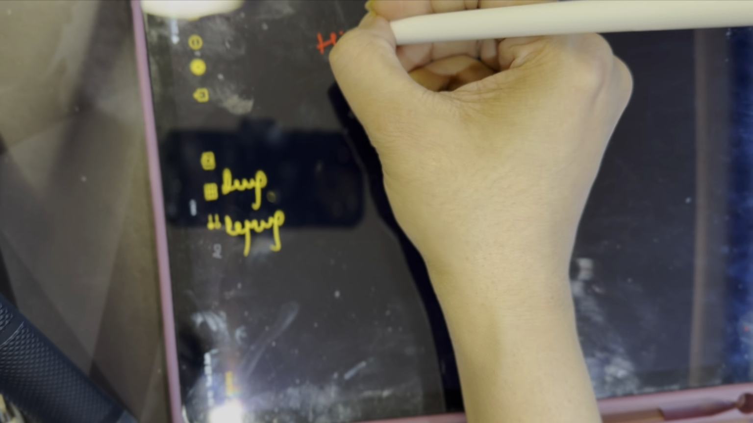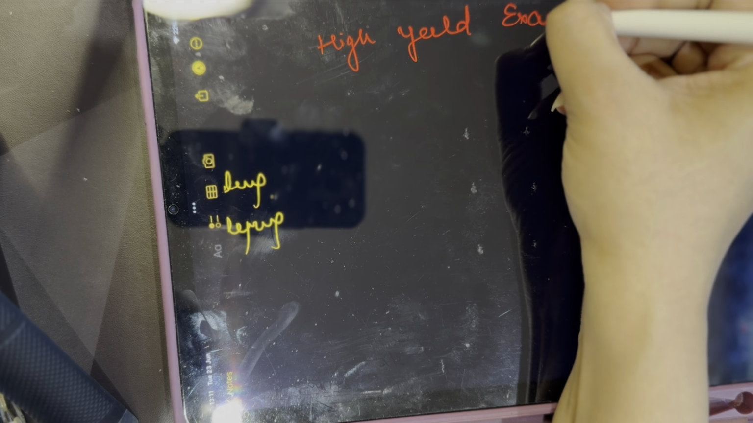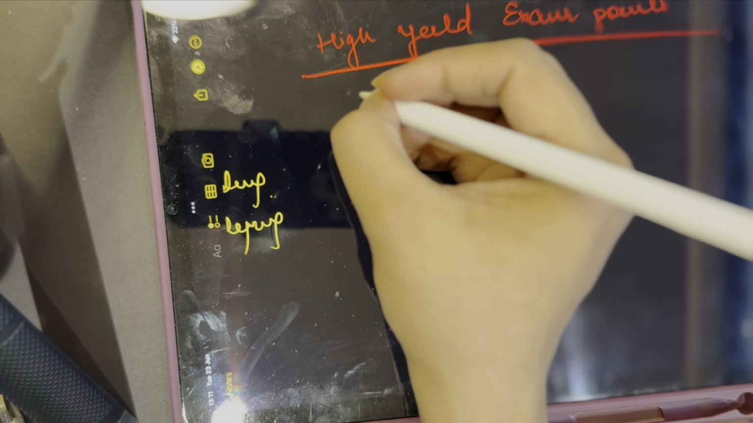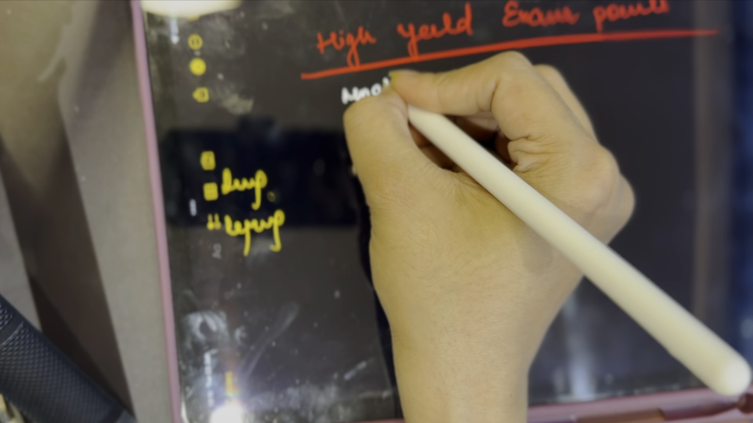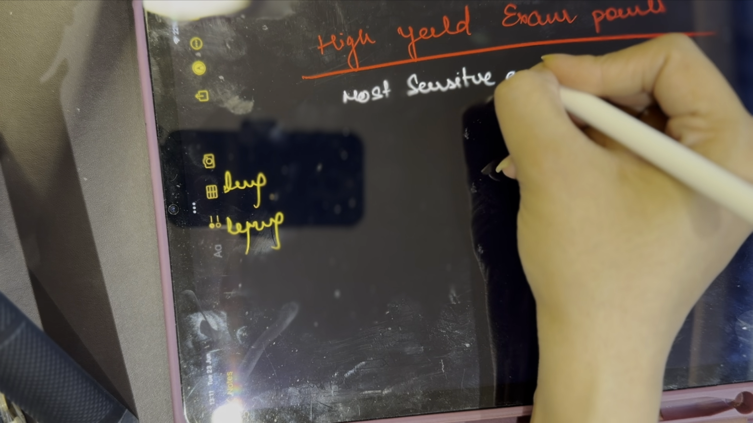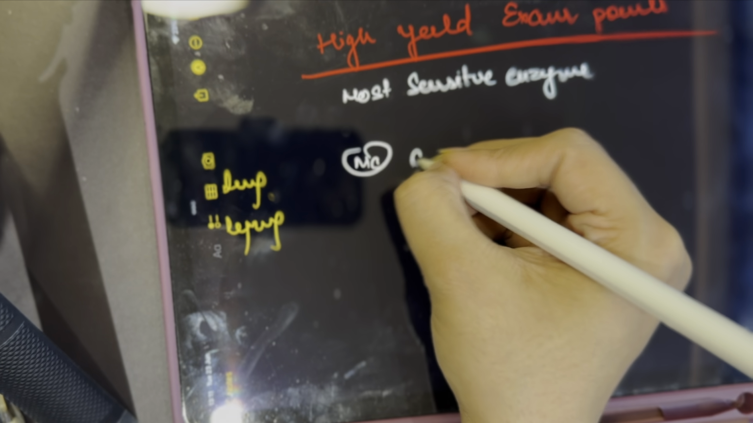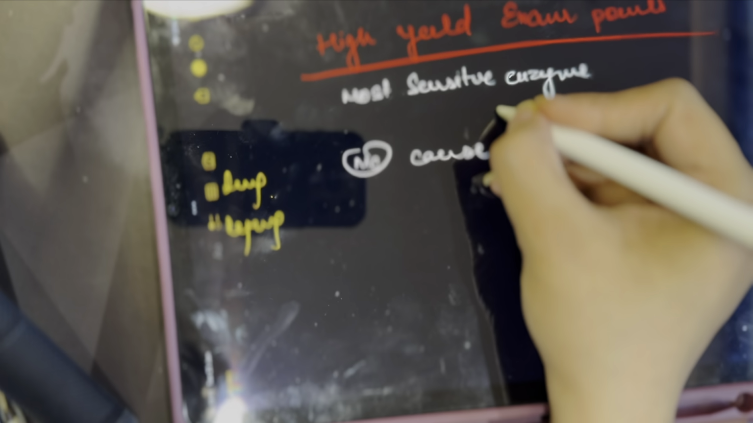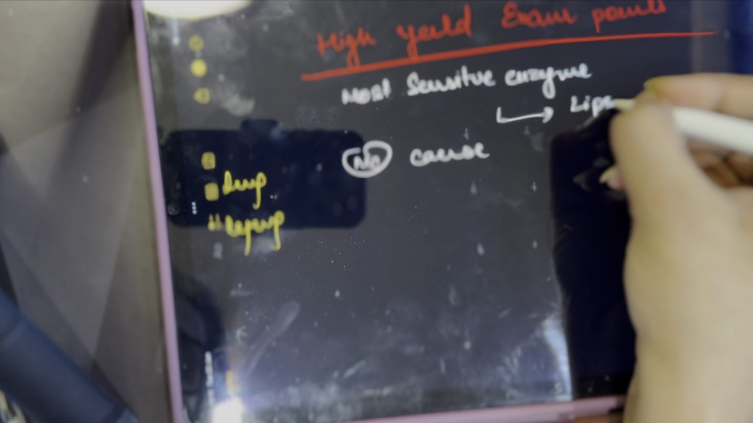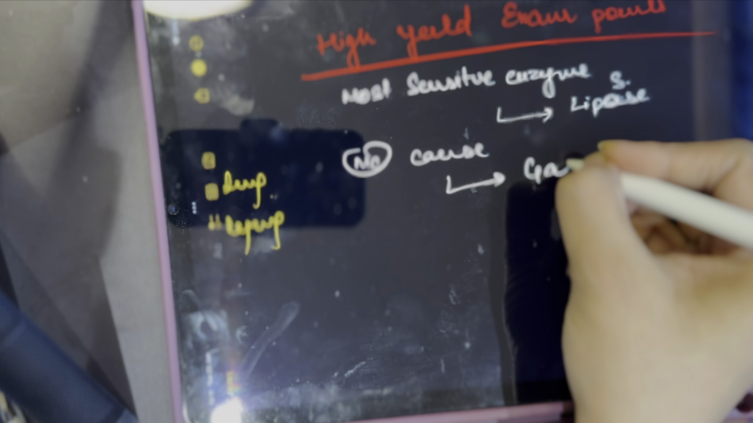Let us discuss high yield exam points. Very important. Most sensitive enzyme, most common cause. These two questions can be asked. The most sensitive enzyme will be lipase, serum lipase, and the cause will be gallstones.